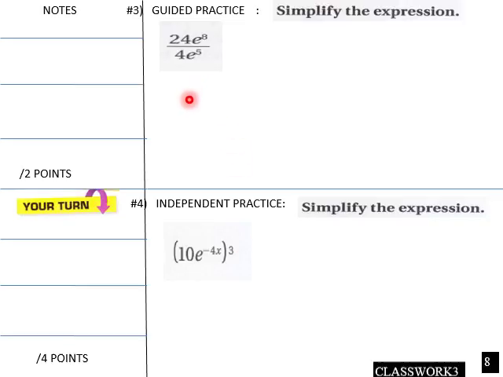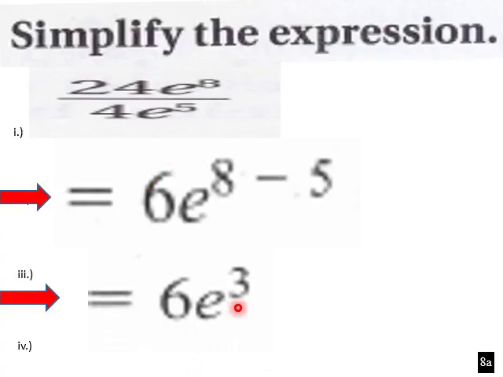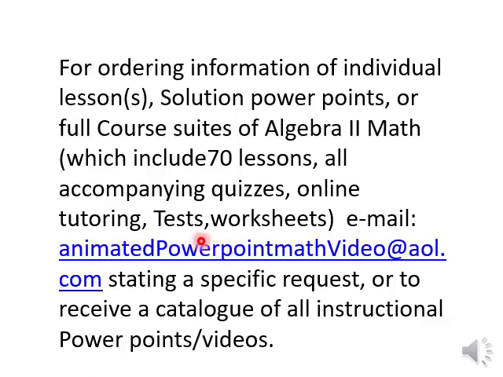Okay, our next guided practice. 24e to the 8th over 4e to the 5th. How would that calculate? 6e to the 8 minus 5. We're going to use our quotient property of exponents. These will cancel out to 6 here, and then e to the 8 minus 5. 6e to the 3rd, and that comes out to a number.